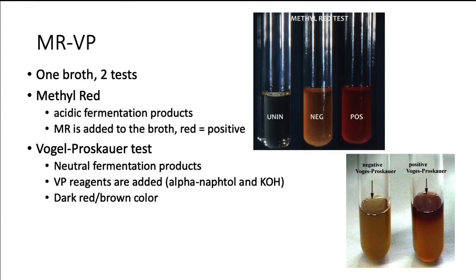The VP test is a test for neutral fermentation products. So if you get a bacterium that is MR positive, usually it is not going to be VP positive. They go opposite because the bacterium is either making more acidic products or more neutral products. But it's always a good thing to test for both. The VP reagents are 2, VP1 and VP2, alpha-naphthol and potassium hydroxide, and when you add them, you are going to observe a dark reddish brownish color if it's positive.